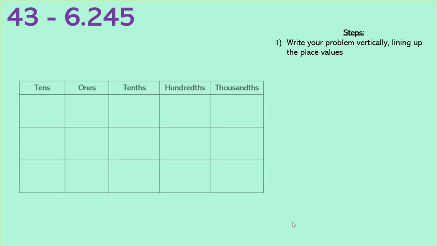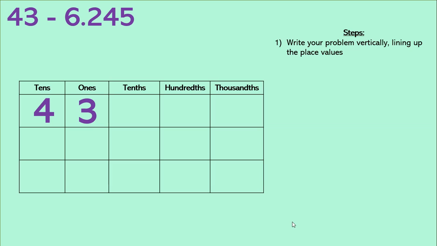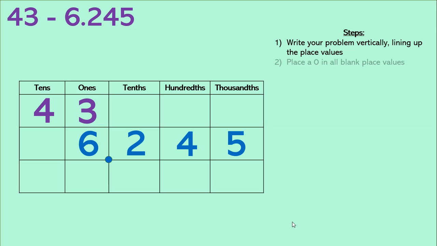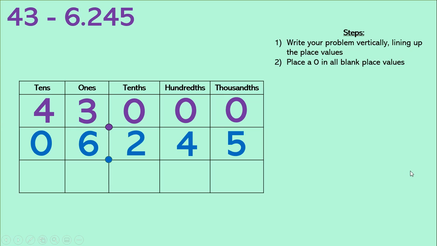43 minus 6 and 245 thousandths. We're going to start by writing these numbers vertically, which means one on top of the other. I'm going to use my place value chart. 43 ones and 6 and 245 thousandths. Notice the 3 and the 6 are both in the ones place, which is why there's one on top of the other. Now we're going to place a 0 in all the blank place values. In our first number, we have 0 in the tenths, hundredths, and thousandths, and notice that I put that decimal point between the ones and the tenths place. In our second number, we have a 0 in the tens place.